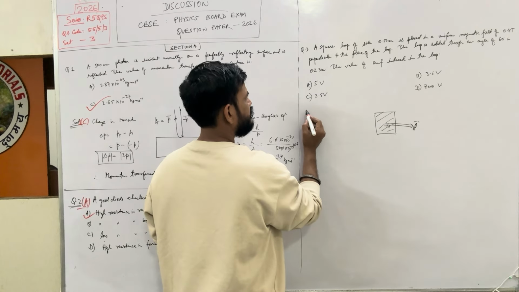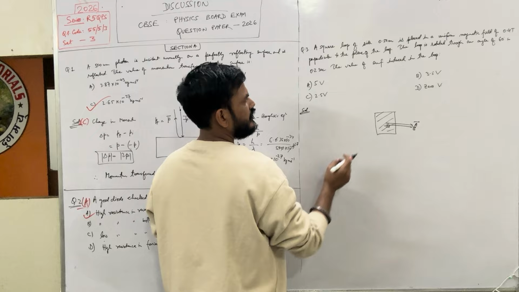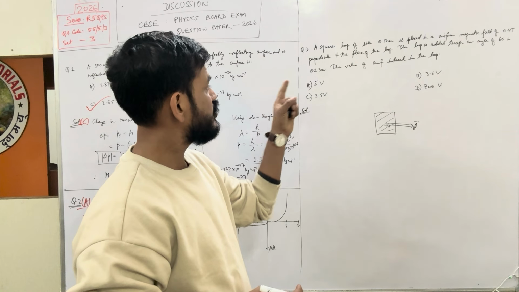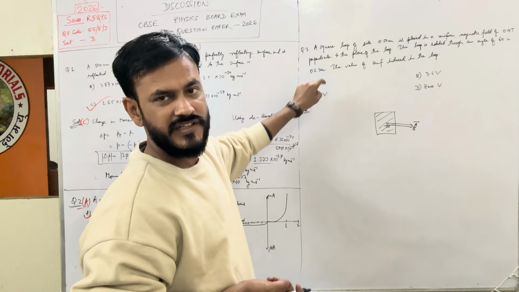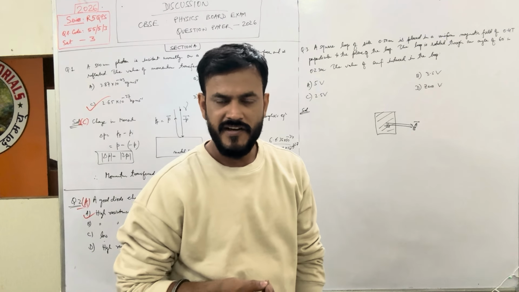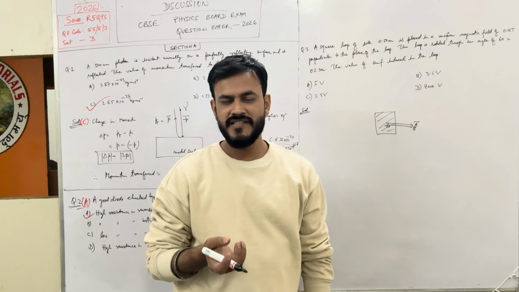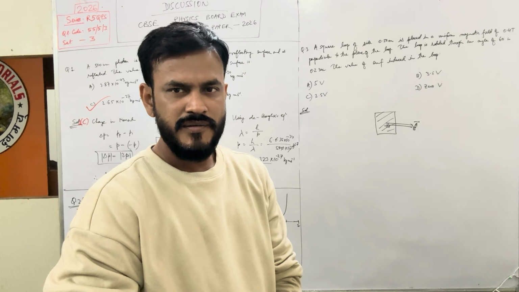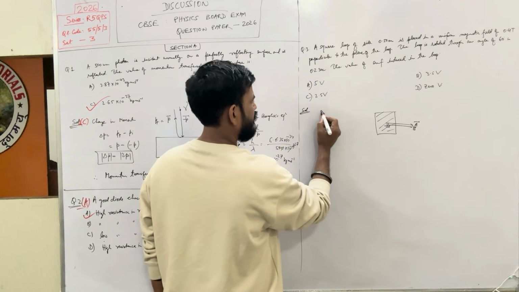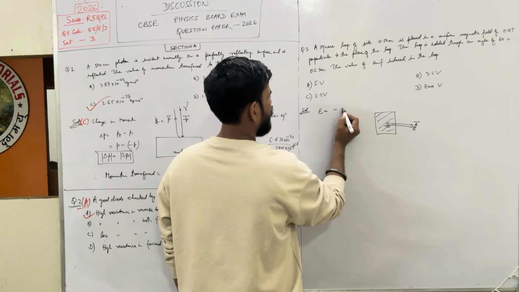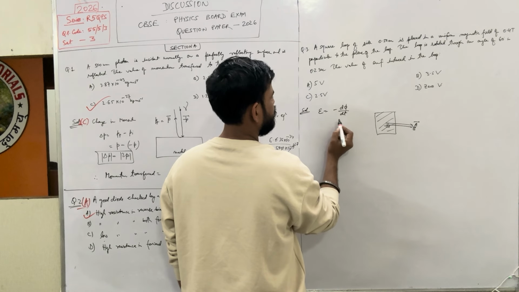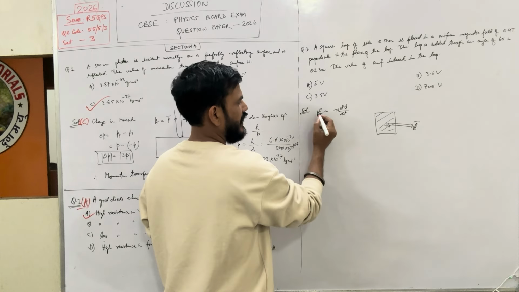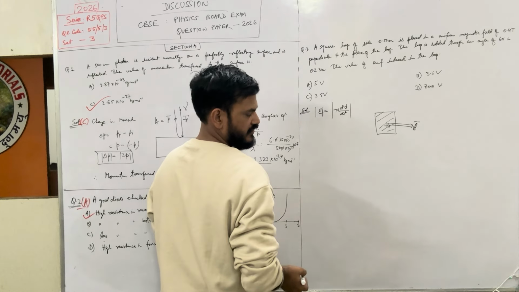So initial flux. Now the question says the loop is rotated through an angle of 60 degrees in 0.2 seconds. Find the value of EMF induced in the circuit. So we use Faraday's law of electromagnetic induction, which says the induced EMF in the loop is the rate of change of magnetic flux. So EMF will be minus d phi by dt. If there are n turns, it will be minus n d phi by dt. We are concerned about the magnitude of the EMF induced, so we will take the magnitude.